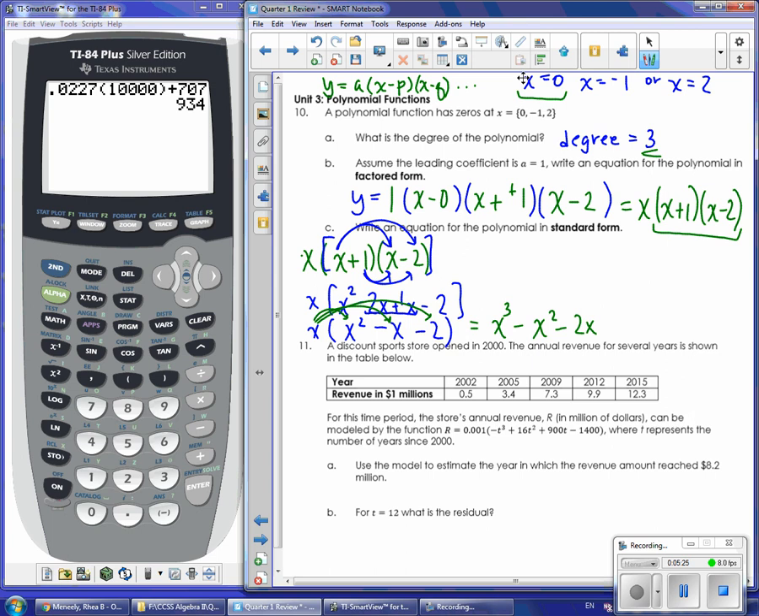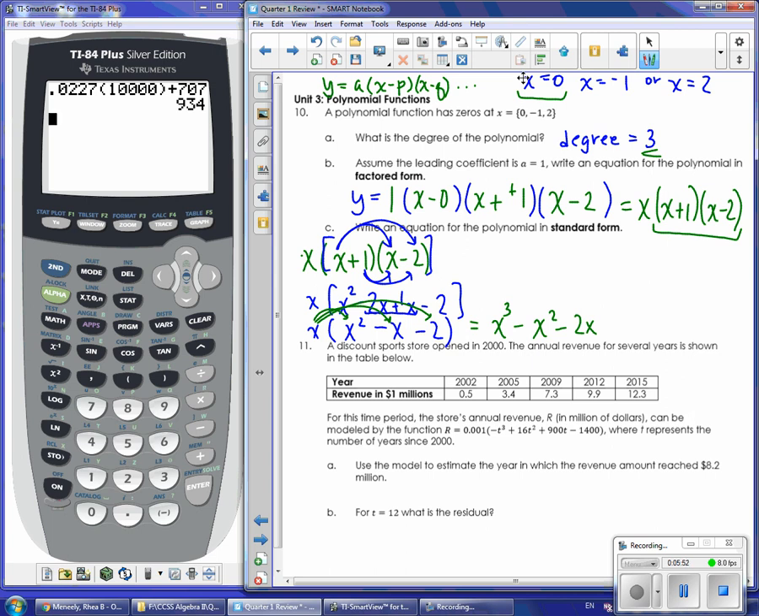All right, let's take a look at number 11. It says a discount sports store opened in 2000. The annual revenue for several years is shown below in the table. And it says for this time period, the store's annual revenue, which is R in millions of dollars, can be modeled by the function, and you're given an equation where T represents the number of years since 2000. You're asked to use the model to estimate the year in which the revenue amount reached $8.2 million.